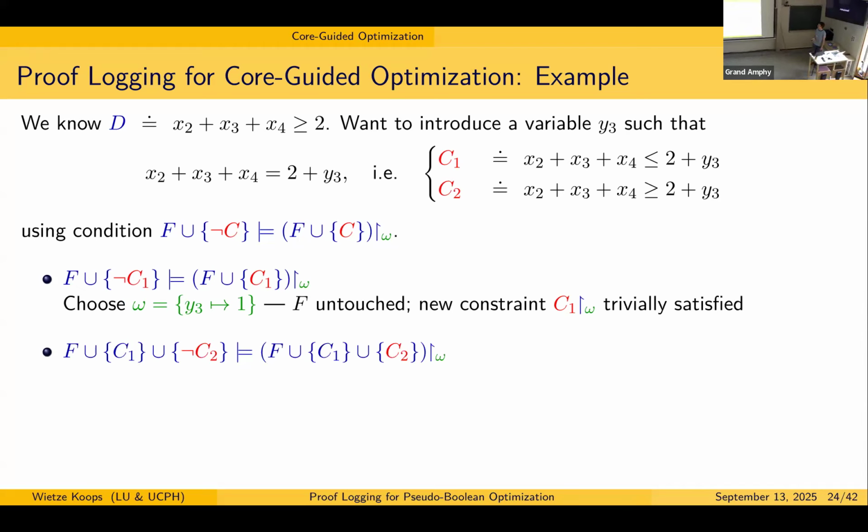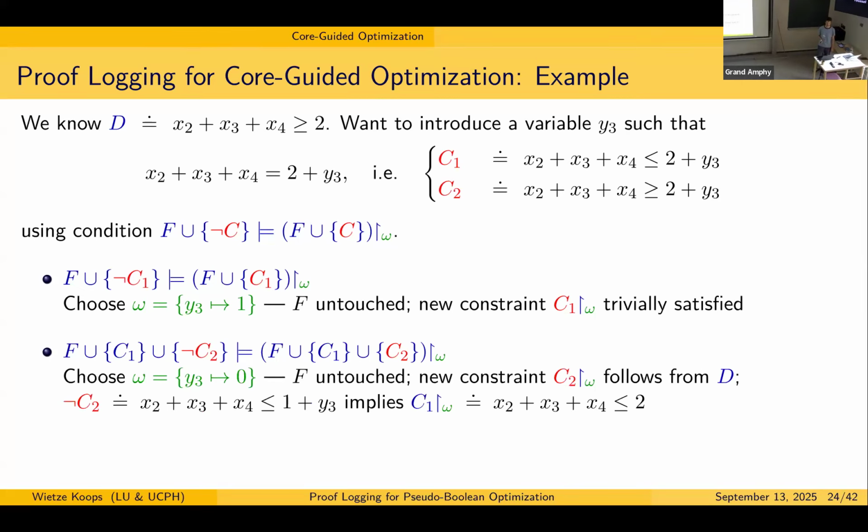Then we want to introduce also C2, and now we have to be more careful because we also have C1 in the formula. Y3 is set to 0. The formula is untouched. The new constraint, if I set y3 to 0, says that the sum of the 3 literals is at least 2. So the new constraint follows from D.